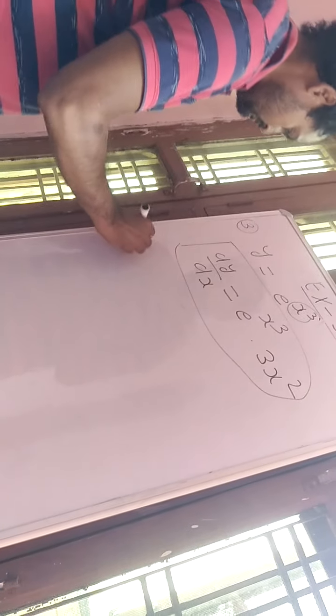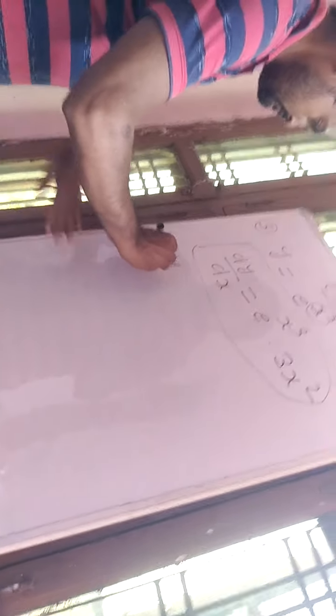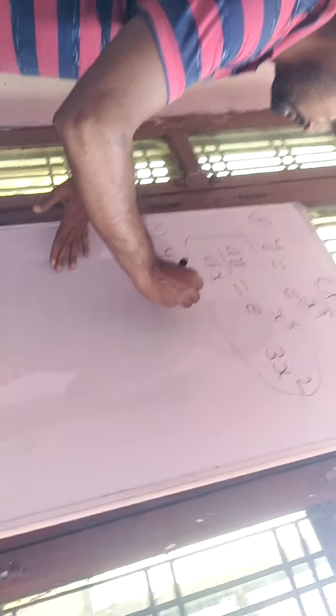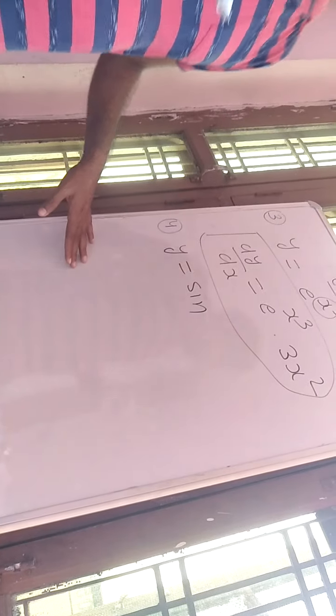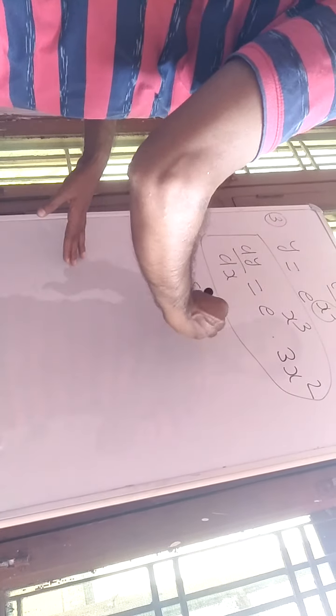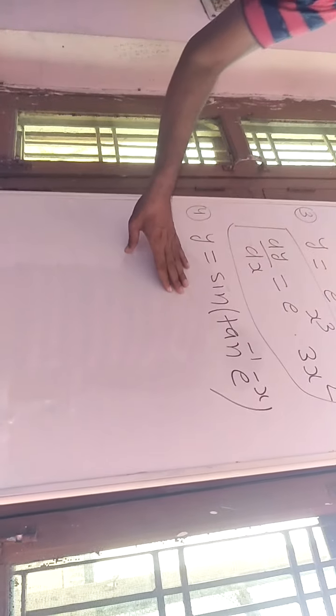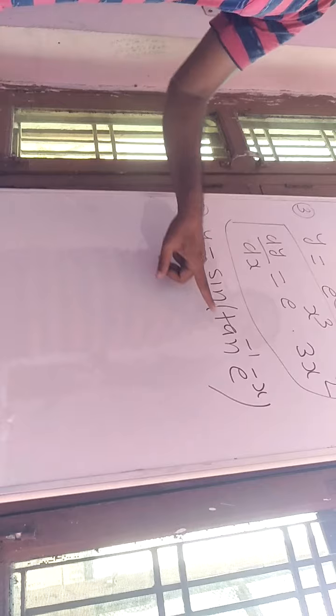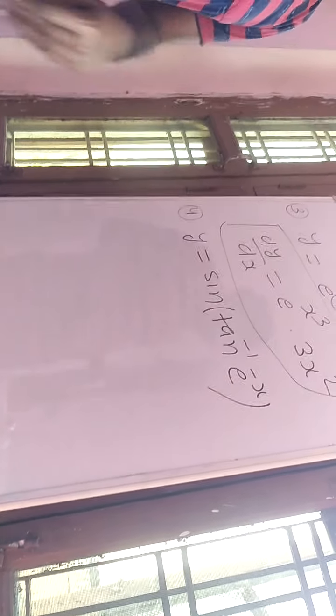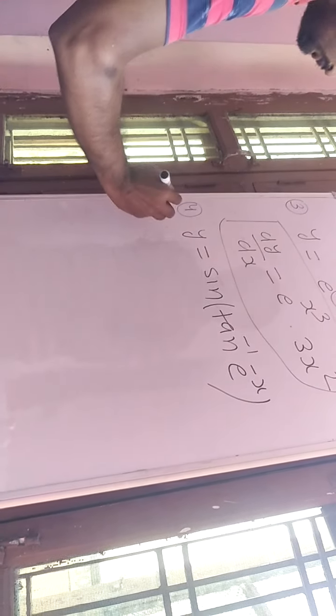Fourth question is sin tan inverse e to the power minus x. We have to check y equal to sin tan inverse of e to the power minus x. Okay, so dy by dx.